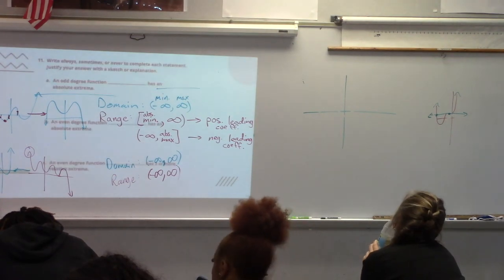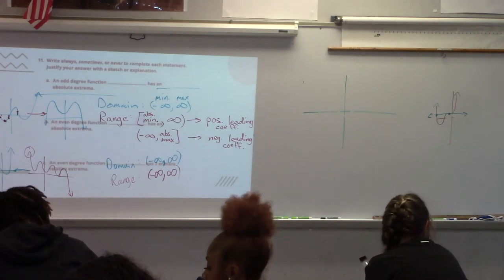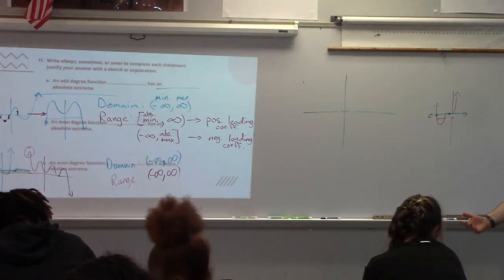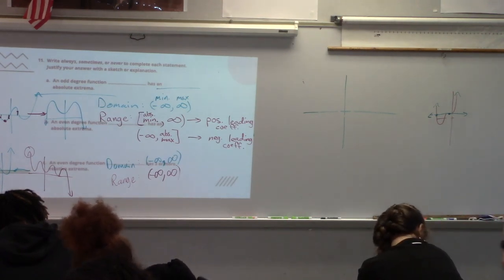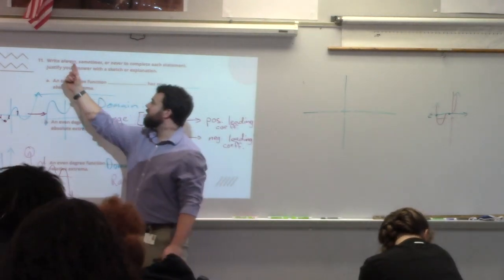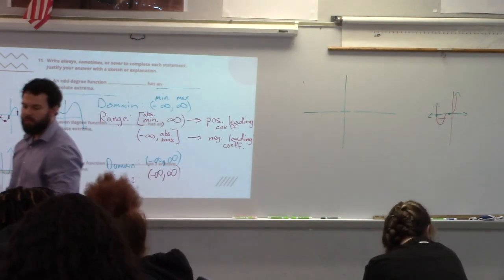All right, here's number 11. I'm going to give y'all 2 minutes to answer these 3 questions. Talk about it as a group, write an answer down, but don't stress it too much. And we'll talk about it as a whole class in a second, all right? So 2 minutes to answer these 3 questions. By the way, the answers are always either always, sometimes, or never. It's one of those 3 things.